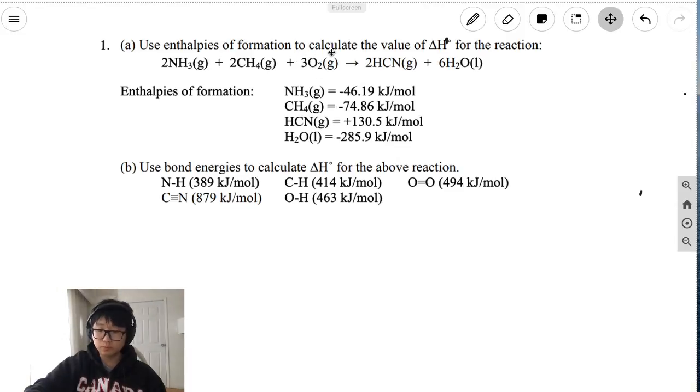O2, something in its own element form, found in its natural state. So something like a metal, for example, sodium. Sodium metal is usually found as a solid. Those usually have a heat of formation of 0. Oxygen is found in gaseous form. It's a pure element, right?